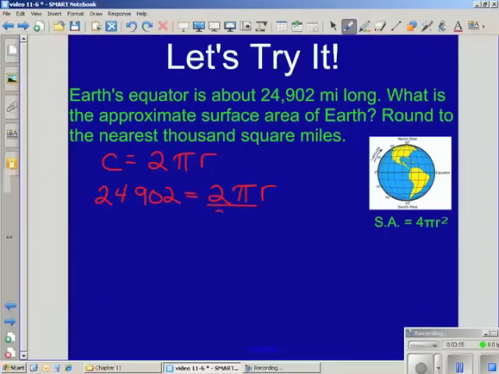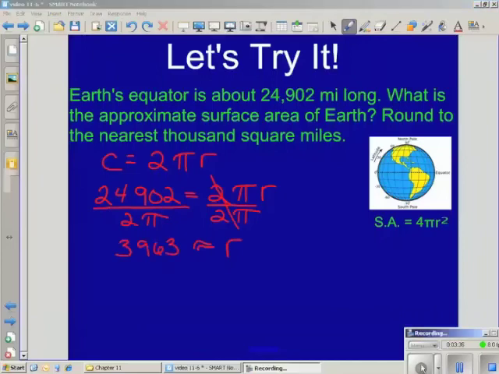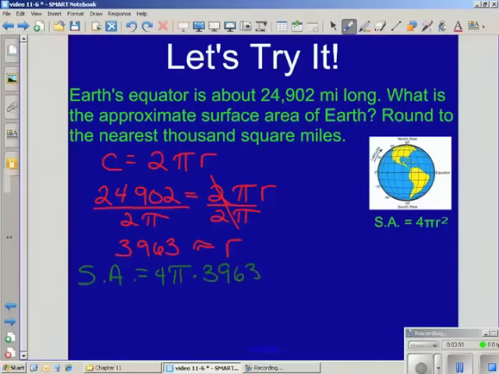Again, we are solving for the radius here. So let's divide both sides of our equation by 2 pi, and r would give us approximately 3,963. Now that we have our radius, we can solve for our surface area. So surface area is equal to 4 times pi times the radius, 3,963 squared.